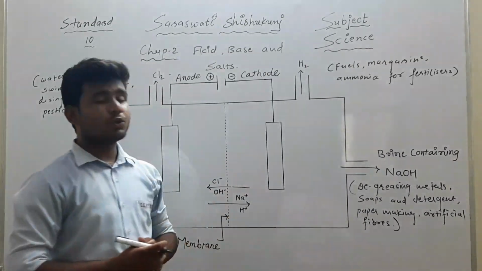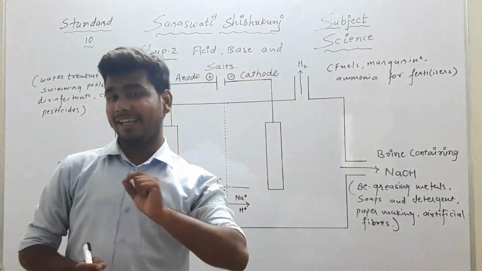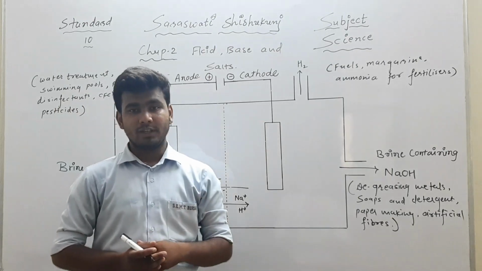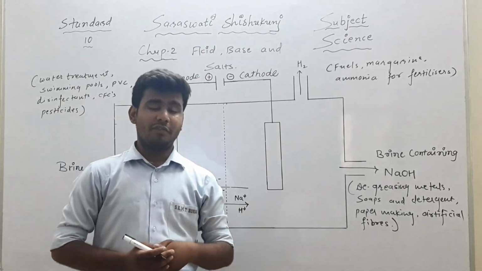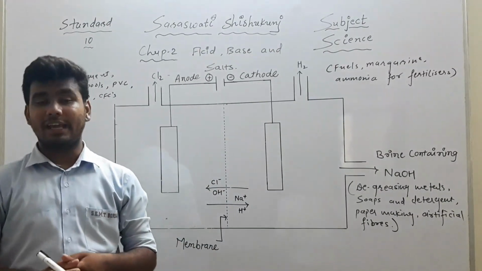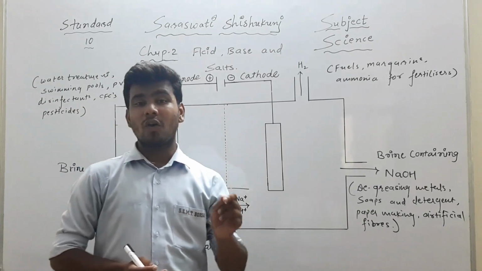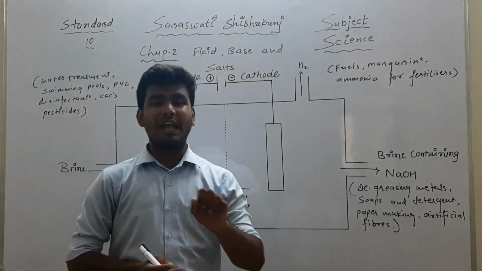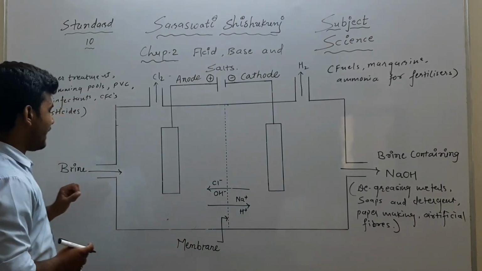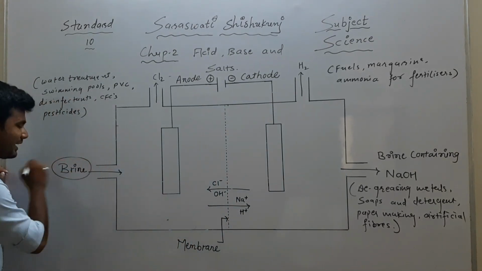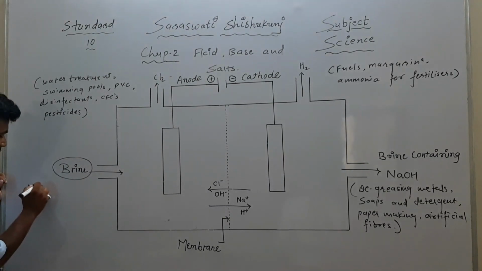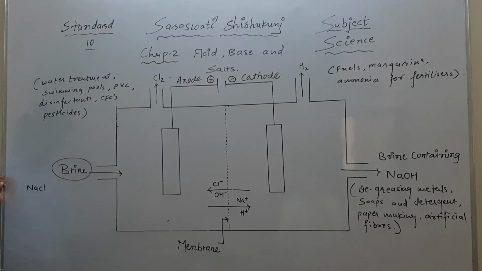So let's go towards the chlor-alkali method. Now, what is the chlor-alkali method? In this method, we get chlorine and an alkaline, basic substance like NaOH, so it is called the chlor-alkali method. What do we have to do for it? First, we have to take brine. Now, what is brine? Brine is a saturated aqueous solution of sodium chloride, NaCl.